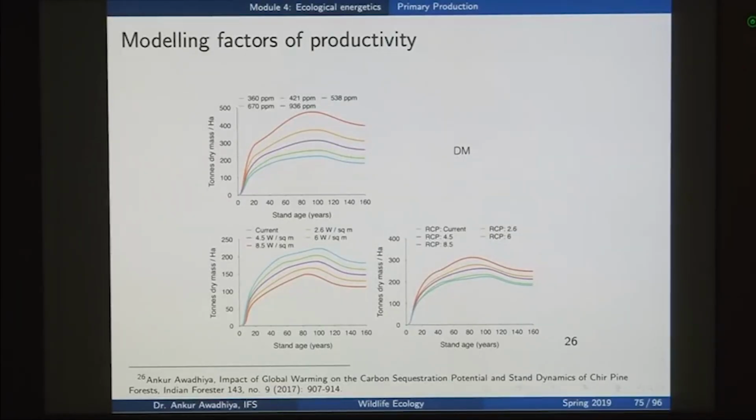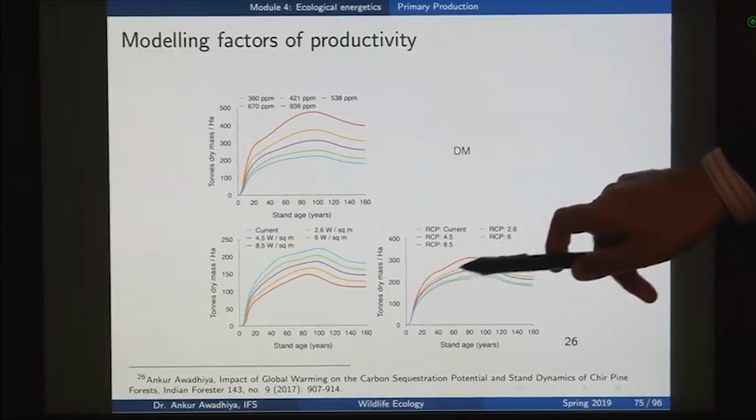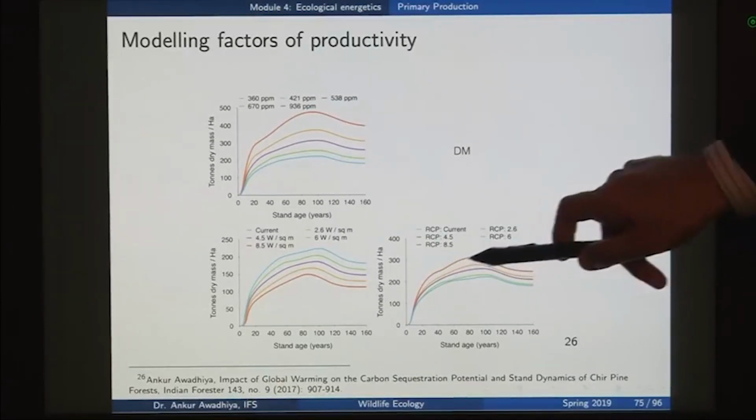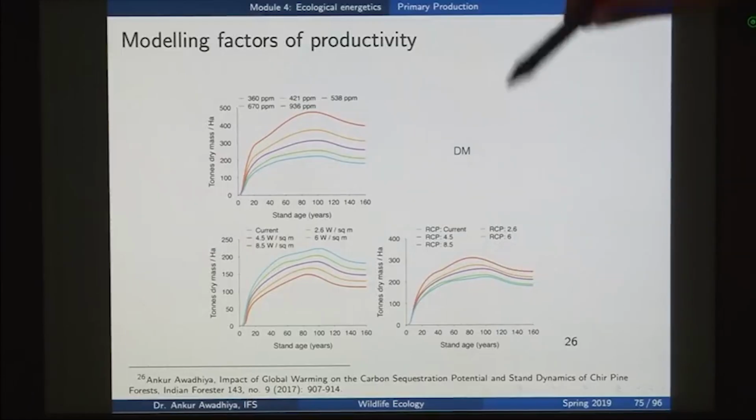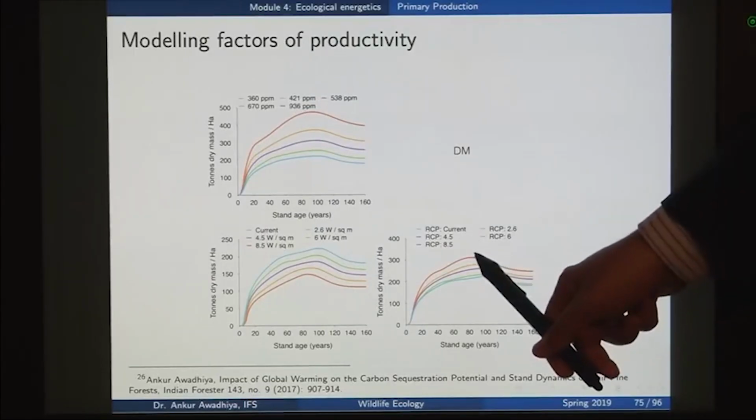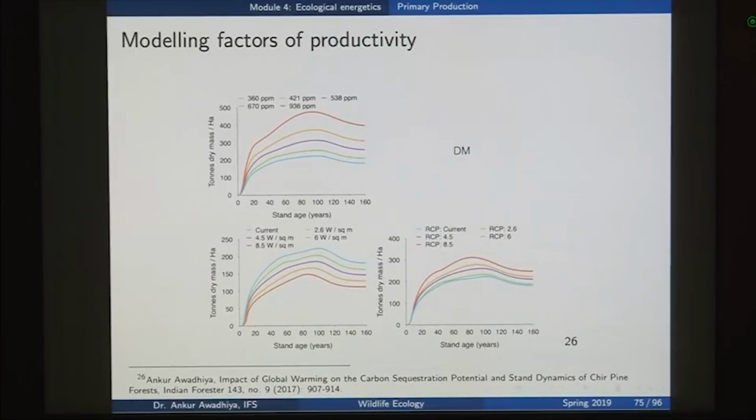Because your stand has become so old that a number of trees are dying off, they are shedding their leaves, they are shedding their branches, and when that happens, these branches and leaves get decomposed, they get degraded, and the carbon dioxide is released back into the atmosphere. So, we see that dry matter reaches a peak and then it starts decreasing. Essentially, if you are managing your forest for the maximum amount of carbon sequestration, this is the point where you should cut your trees, so that you have the maximum amount of carbon sequestered away.